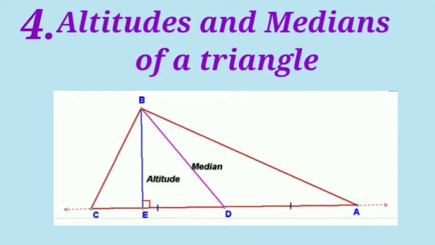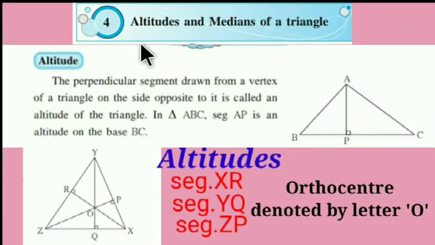Chapter 4, Altitudes and Medians of a Triangle. Altitude, शिरोलंब, medians, मध्यगा. शिरोलंब आणि मध्यगा त्रिकोणाच्या शिरोलंब आणि मध्यगा.